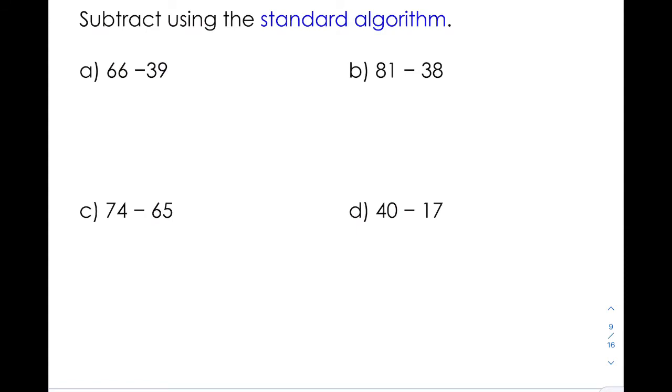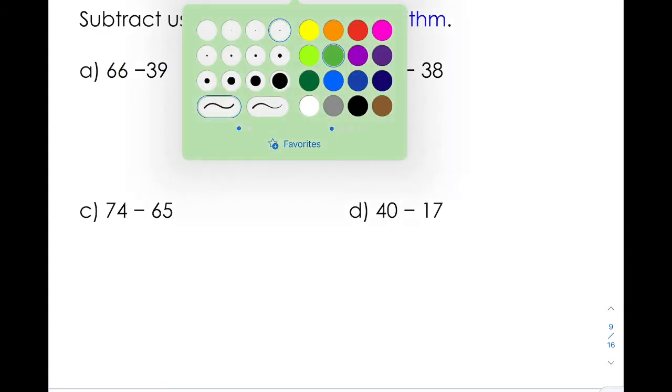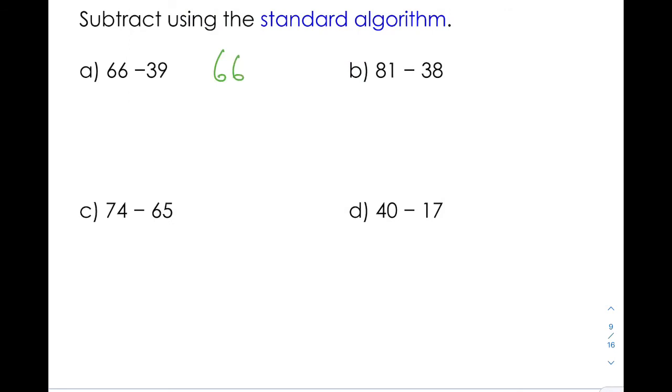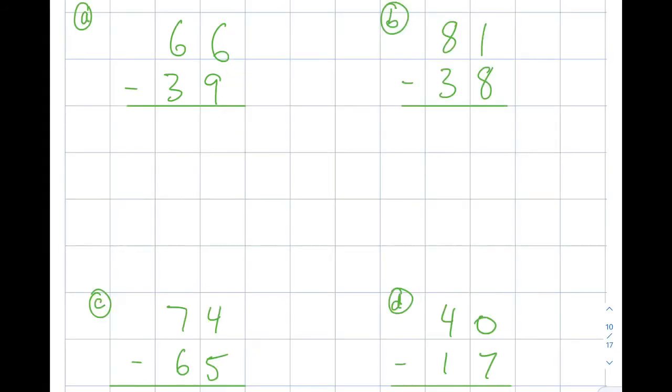So you can go ahead and try these. Pause the video, come back when you're ready. It'd probably be a good idea to rewrite them like this, so we can make good use of our graph paper by writing in 1 digit in each little square so everything lines up nicely. Let's start with the first one. I'm going to have to borrow. So we have 16 minus 9 is 7, 5 minus 3 is 2. 27 is my answer. I'm going to borrow here. 11 minus 8 is 3, 7 minus 3 is 4, 43.